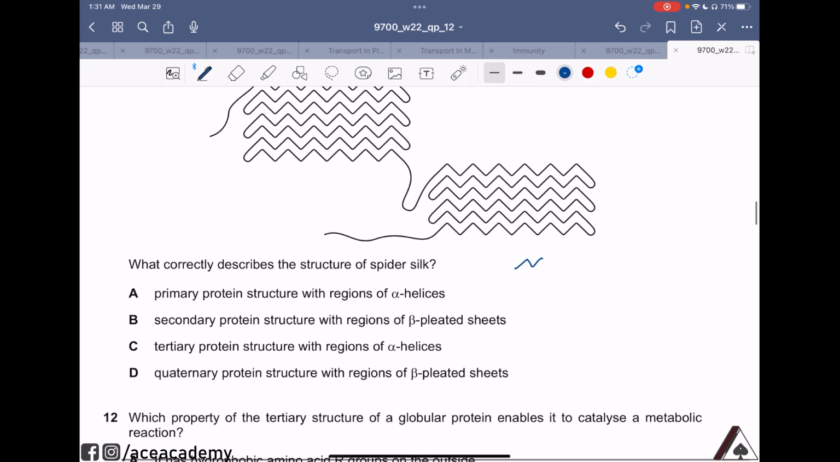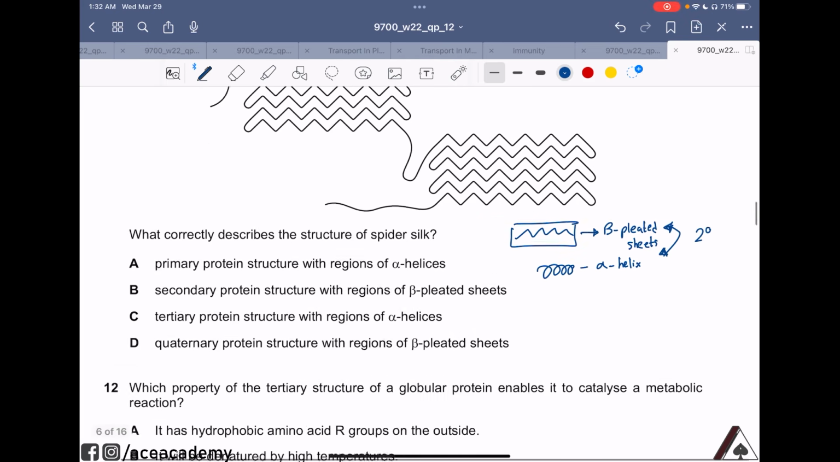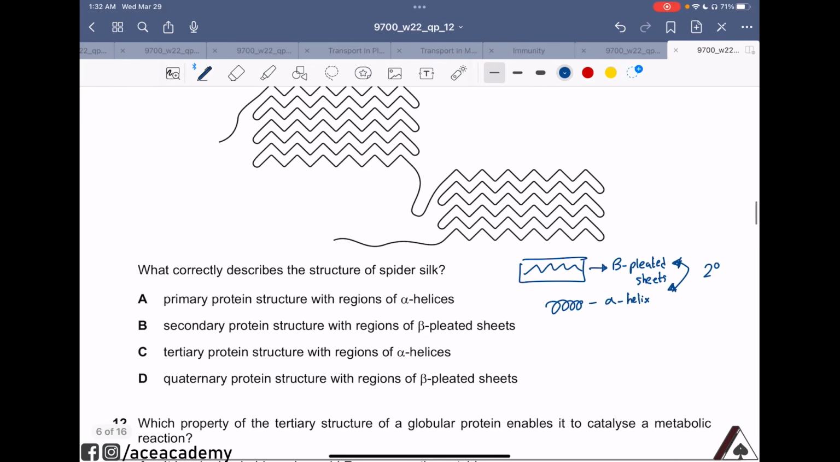So when we have these structures, these are called beta pleated sheets. So this spider polypeptide has a lot of these beta pleated sheets. And when we have these, these are called alpha helices. And both of them are secondary structure. So, what correctly describes the structure of spider silk?